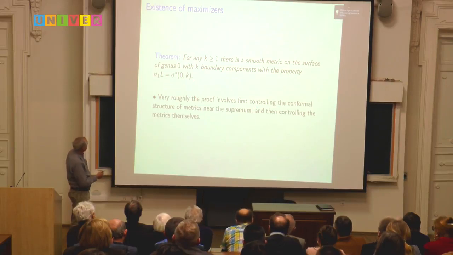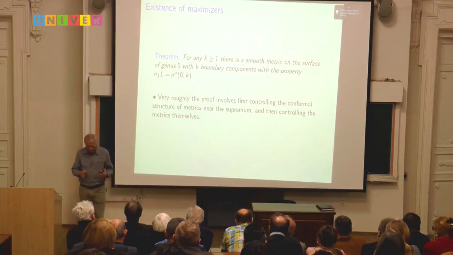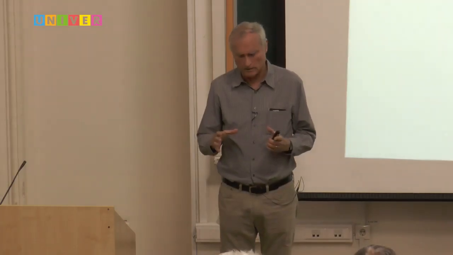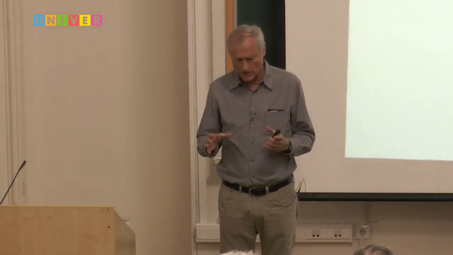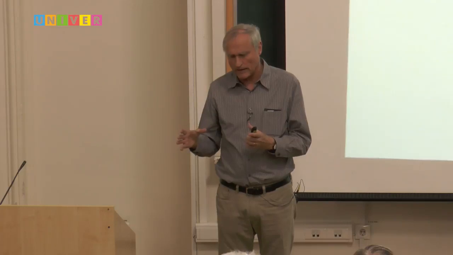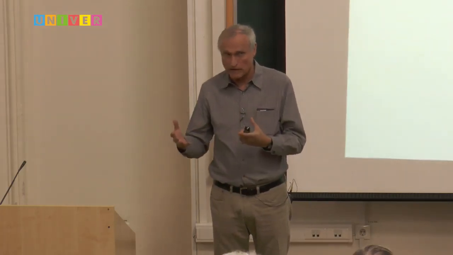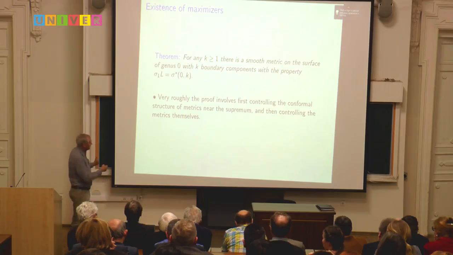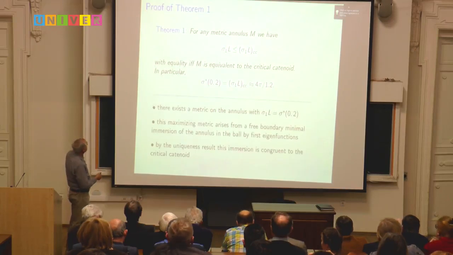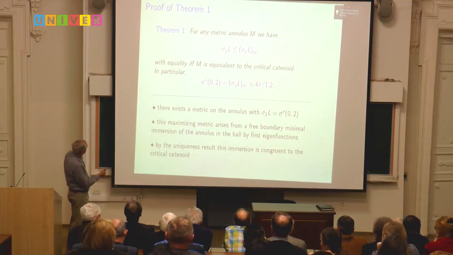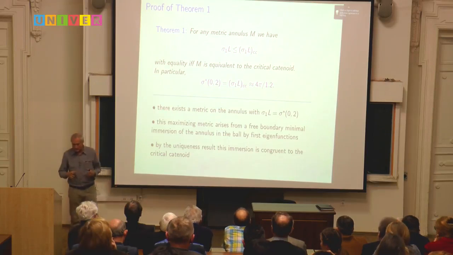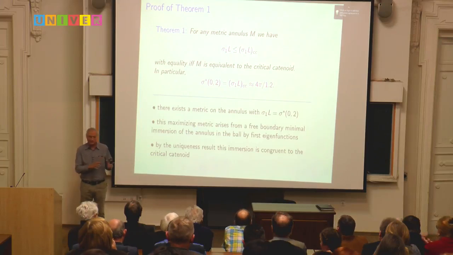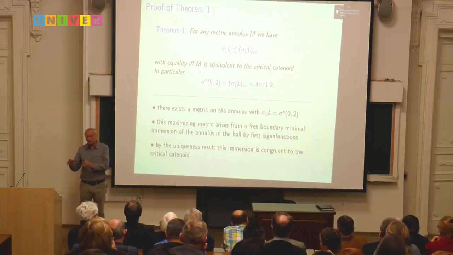I won't really have time to explain it here, but it turns out just by abstract geometric analytic methods, you can actually construct a maximizer for any k. A maximizing metric, you can prove it's smooth up to the boundary, and then the rest of it is a matter of understanding the geometry of those surfaces. So for the annulus, for example, we want to prove the main theorem, which I've restated here. The steps in the proof are that abstractly there exists a metric which maximizes, and then we know from our characterization of maximizing metrics that they're achieved by free boundary minimal surfaces in the ball.